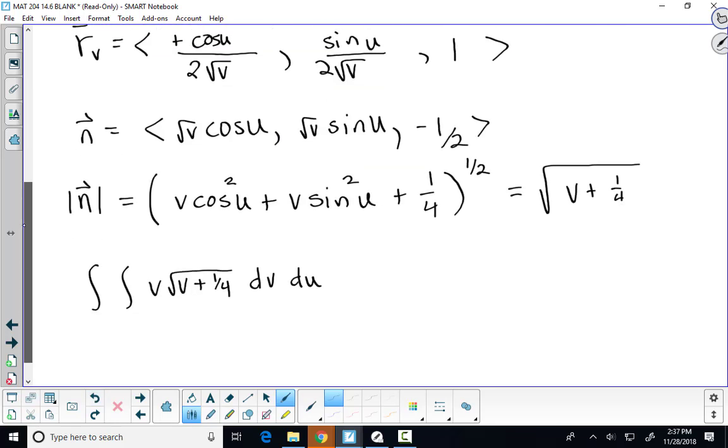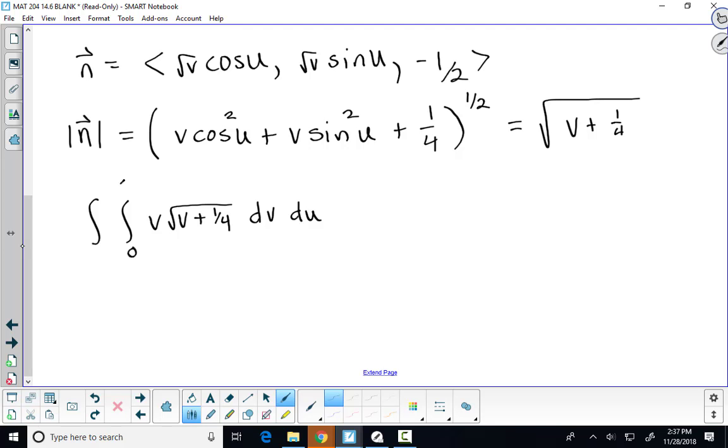V is 0 to 4. We have to do a substitution. All right, well, you guys can do this one on your own. You can choose your own fancy letter. Let whatever letter you want equal v plus 1/4. Call it x. dv will equal dx, and then you have to subtract the 1/4, and you can integrate that easily.